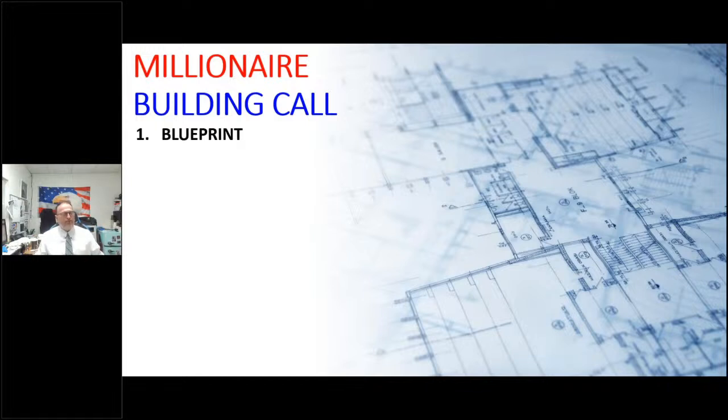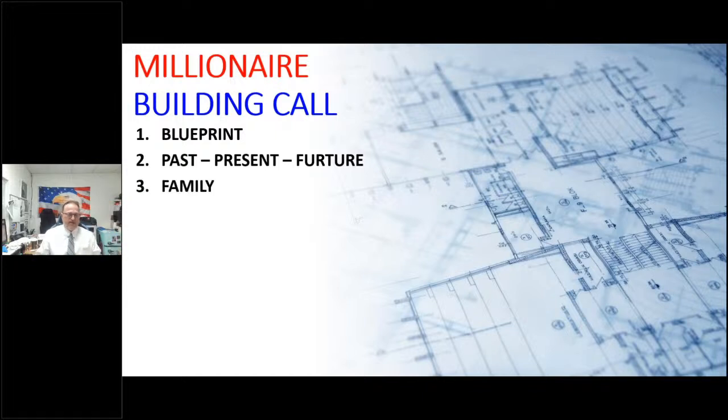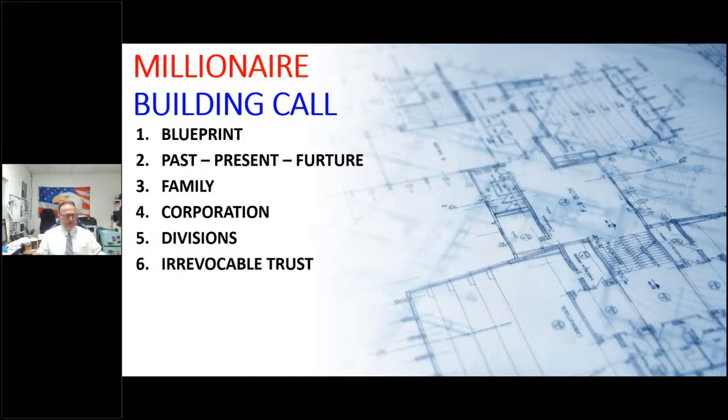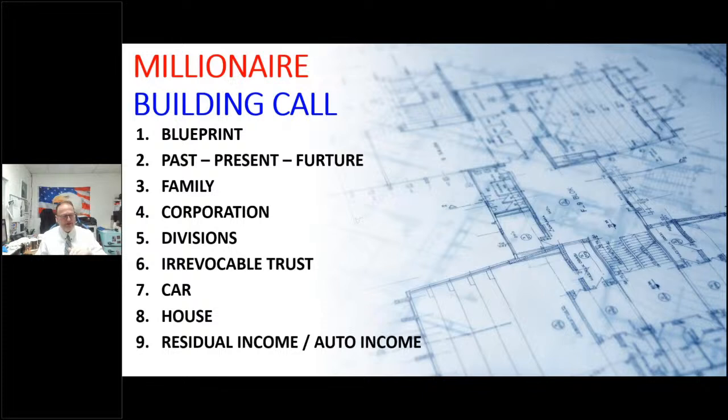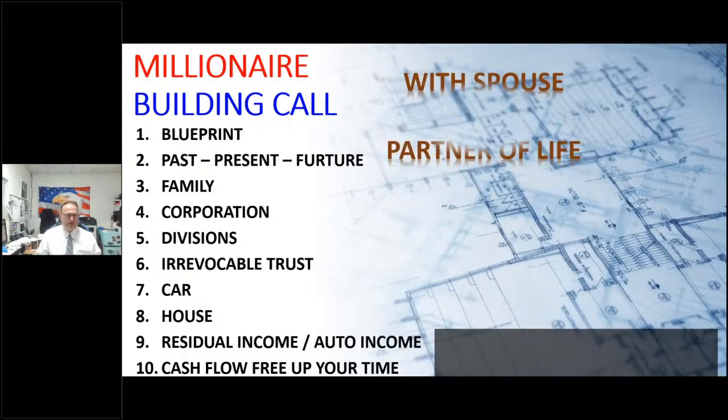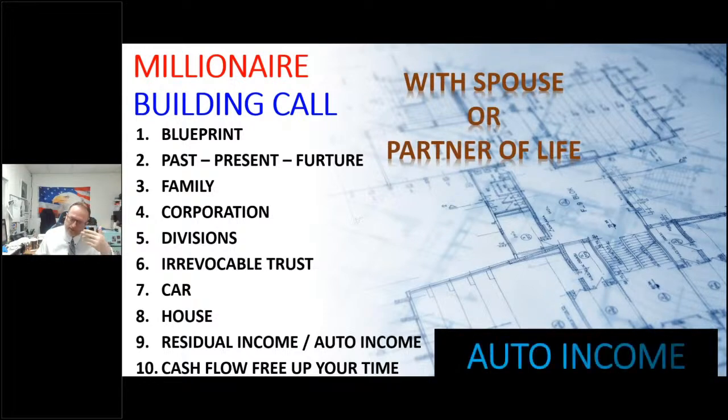Now, I like to do a blueprint call with every one of you. That means we look at past, present, and future, good, bad, and ugly, tax problems, bankruptcy, whatever you got. We've got to look at family. We've got to look at a corporation. How many divisions do you have? The irrevocable trust to plan to die, the car, the house, auto income, and cash flow. I put that in my book over 40 years ago too. But a blueprint call takes about an hour on the phone. I would like your partner on it with you.